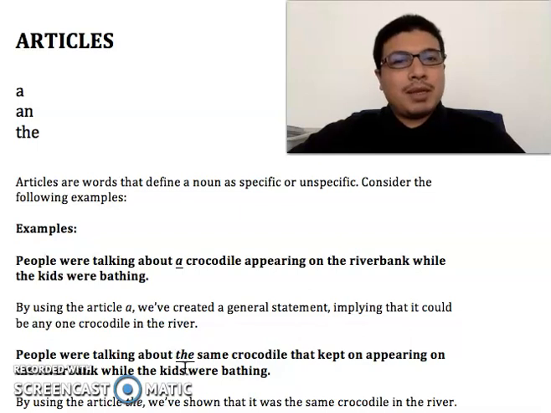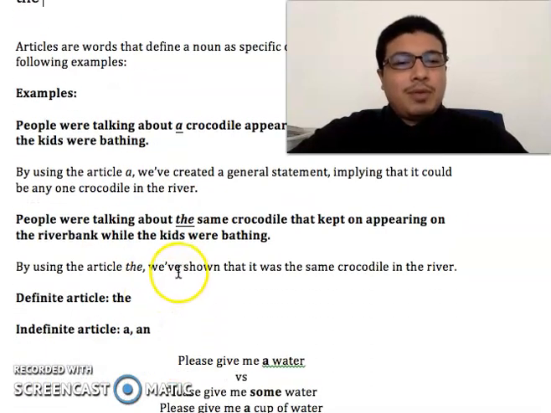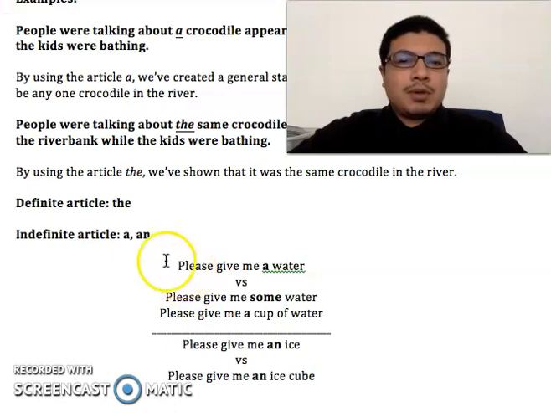So when you say the planet can be seen tonight, the planet could be one type of planet that you know and that other people know. For example, we are talking about Mars. So Mars can be seen on the sky tonight. So you say the planet can be seen on the sky tonight. So that is the difference between a and the. By using the, we have shown that it was the same crocodile in the river. So the same crocodile.